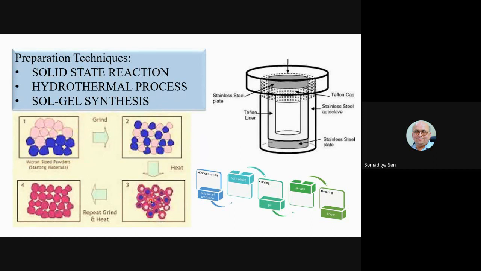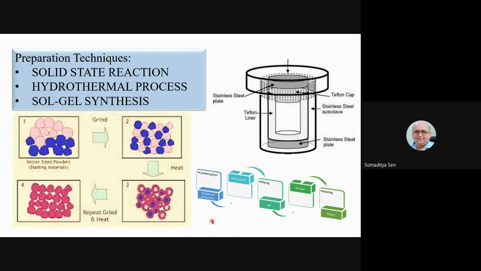And the last one is sol-gel. I'll define it in the next slide also. It has a condensation, which is a solution of precursors in the liquid form, and then we heat the liquid to form a sol, which is a colloidal suspension, and then we go to the gel part. By drying the sol, you make a thick, muddy-like material, and then when you heat the gel, you get a xerogel, and then further heating, you get a powder.